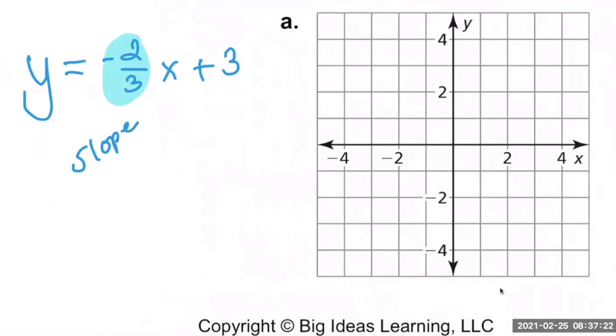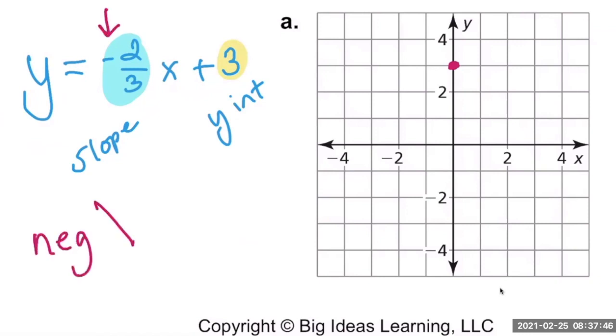And this is my y-intercept. Whenever I'm putting something on a graph, my starting point is always my y-intercept. If I have it, I'm going to put it on there because that way I know where to start from. Now, my slope, it's negative, so that means I'm going down.